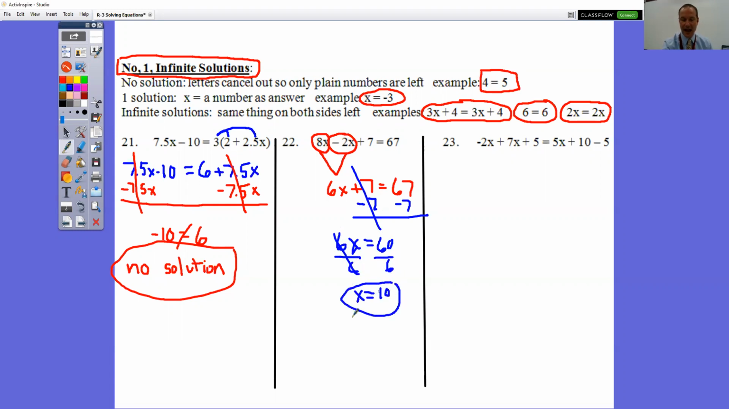10 is our answer. That is the only answer. So this has one solution. That one solution is x equals 10.